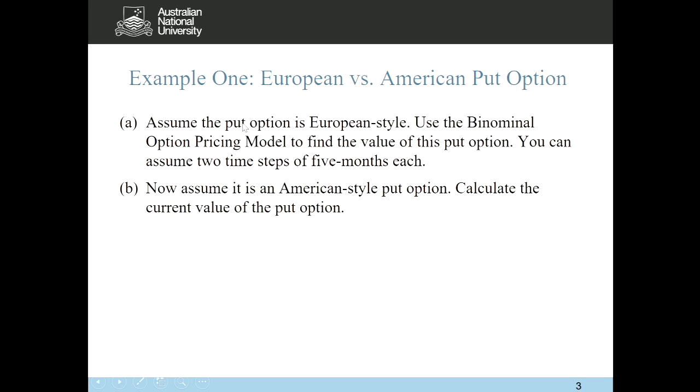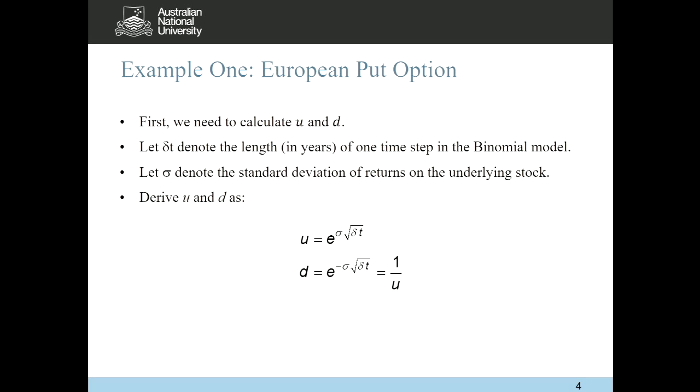All right, so it has two parts to this question. The first part says that assume the put option is European style, use the binomial option pricing model to find the value of this put option, and you can assume 2 time steps of 5 months each. Then the next question says, assume now it is American style put option, calculate the current value of this put option, right? So basically, the first part of the question says, assume it's European put option. The second part says, is American put option.